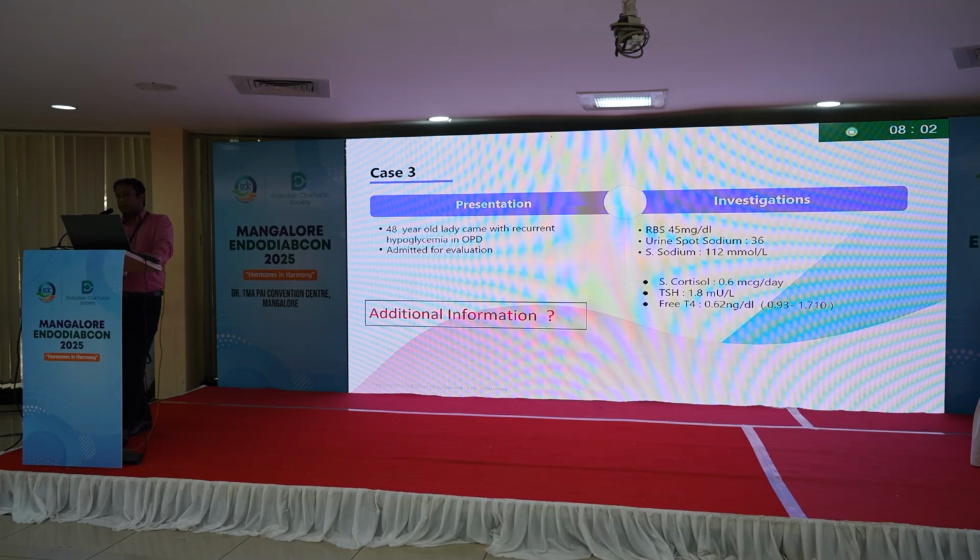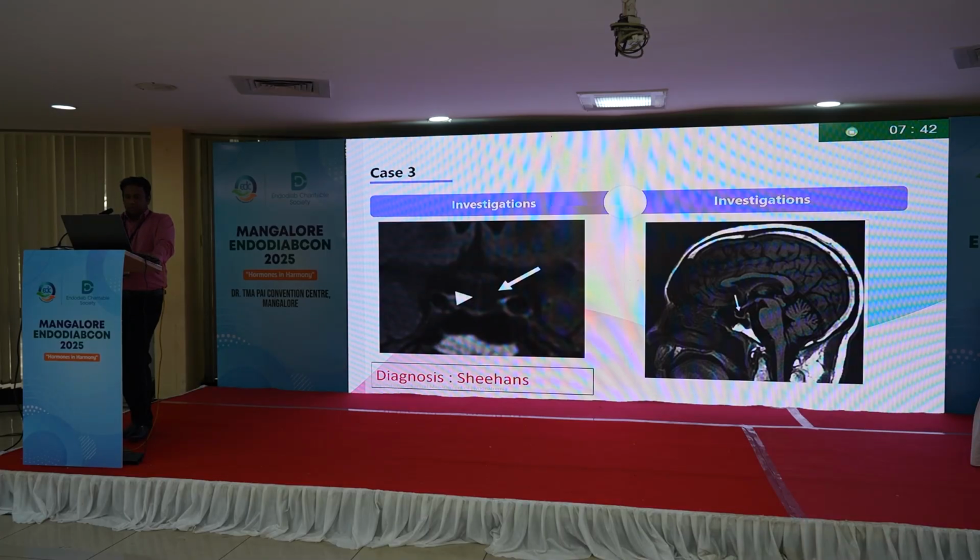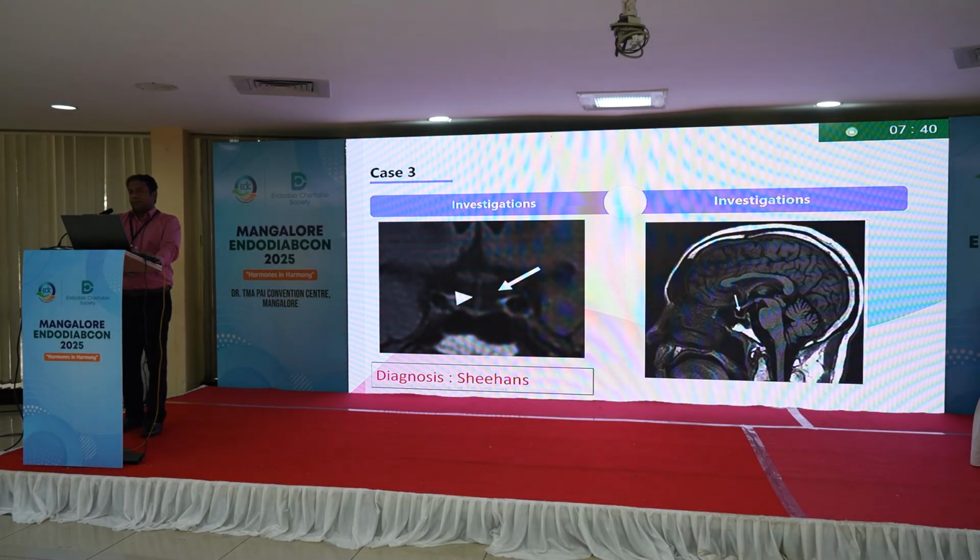This was a lady, and when we asked for additional information, that's a menstrual history, she said she had amenorrhea since the 4th pregnancy, and on further questioning, no lactation, history of blood transfusion. So the answer is straightforward, she has Sheehan's. This was missed basically because no one asked about menstrual history. So this was her MRI, you had an empty sella.